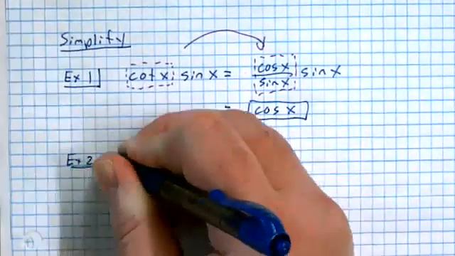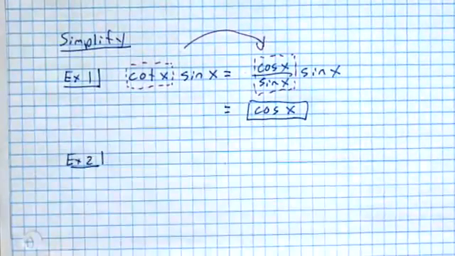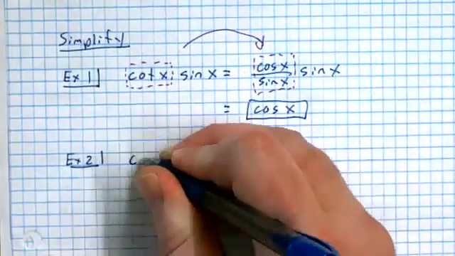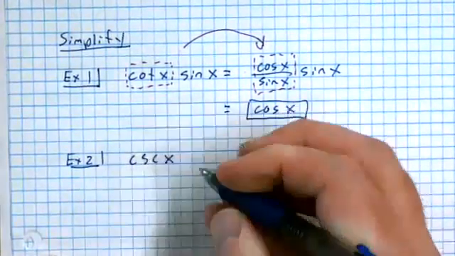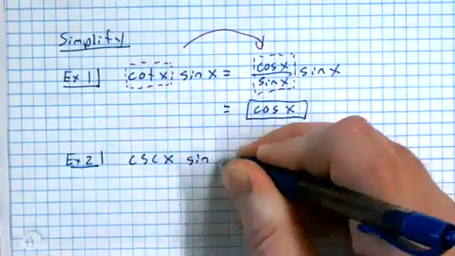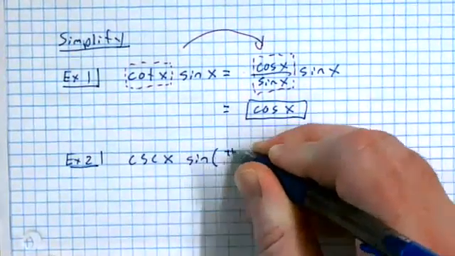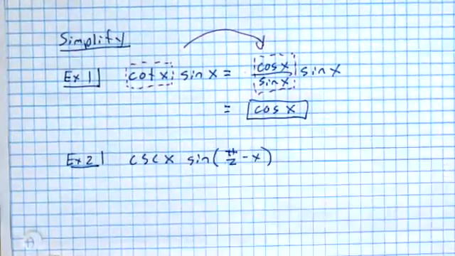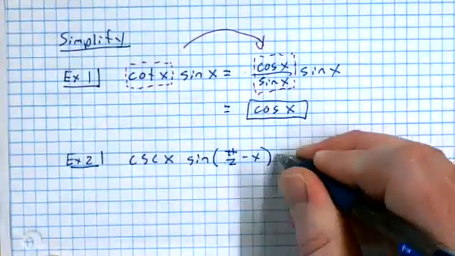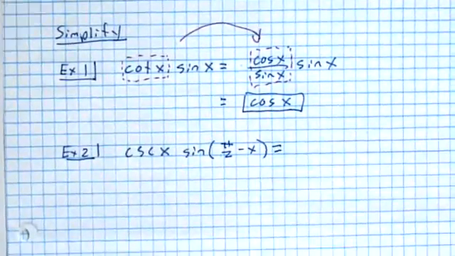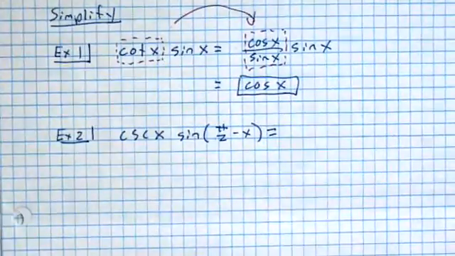All right, we'll start out a little bit more complicated this time. Let's start out with cosecant x times sine of pi over 2 minus x equals. And I'm going to ask that when you're doing these problems that you only apply one type of identity at a time.